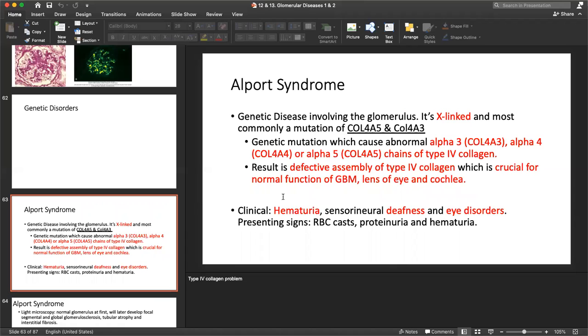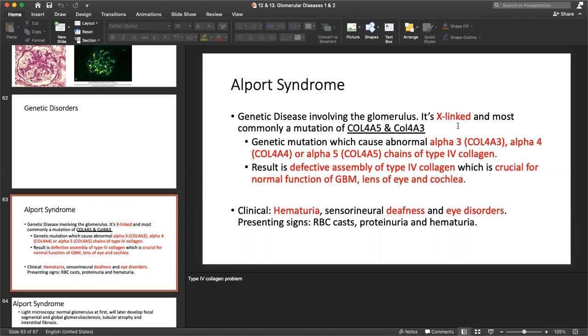Anyways, it's can't see, can't pee, can't hear a B. That's how you remember it. So can't see, eye disorders. So that would be like early cataract. Can't pee, I've got hematuria. And then can't hear a B. It's going to be deafness.